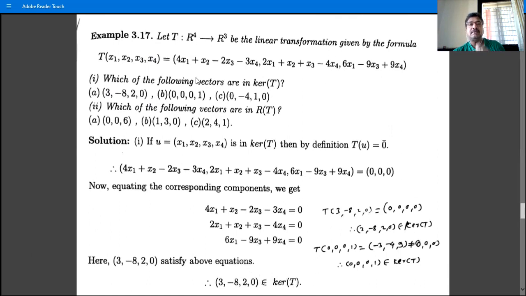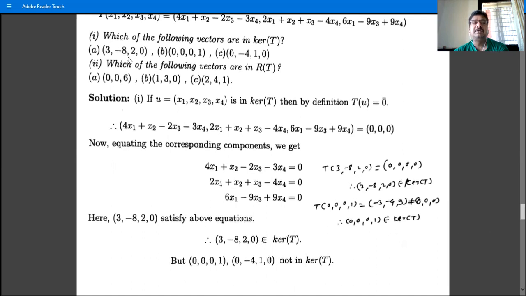So what do we have as the answer? If we substitute (3, -8, 2, 0) as the values of x1, x2, x3, x4 in the right-hand side, we have the answer (0, 0, 0). This is a three-tuple, actually. The first component is 0, the second is 0, and the third is 0, when we substitute the values of x1, x2, x3, x4 as 3, -8, 2, 0. Therefore T of (3, -8, 2, 0) is 0 bar, that is, its image is 0, and therefore (3, -8, 2, 0) belongs to the kernel of T.